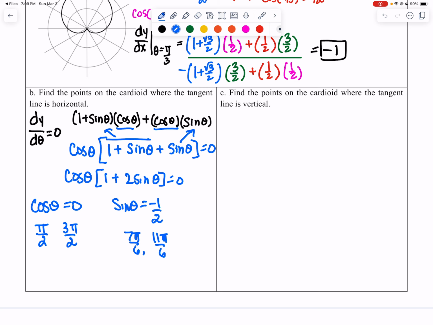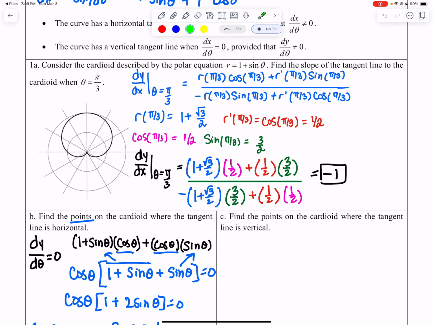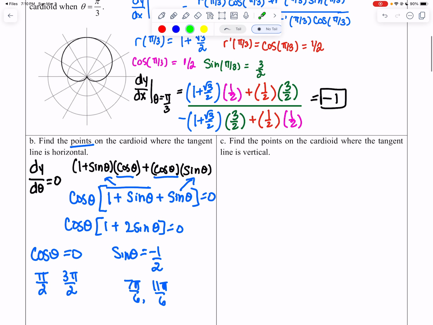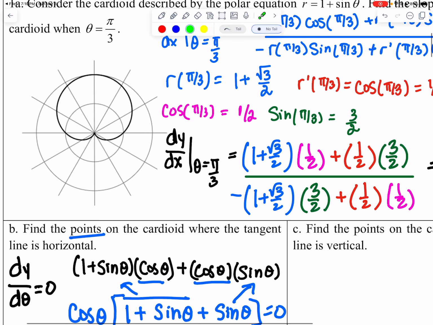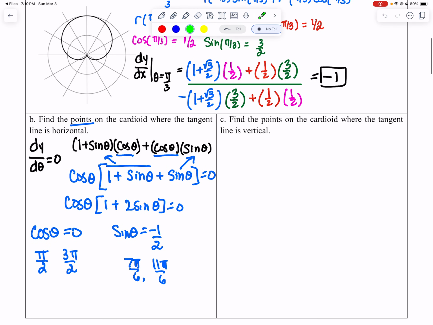Now, parts B and C say we are going to find points. These points are going to be polar coordinates, so all we're going to do is plug theta into my r value right here to get my distance. We are not going to do that until we complete C, because something happens with B and C. You'll probably notice it here on the graph in terms of what's about to happen. But we'll see in part C.